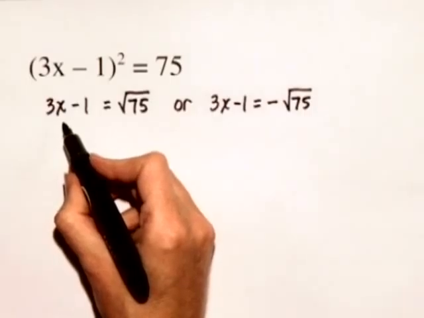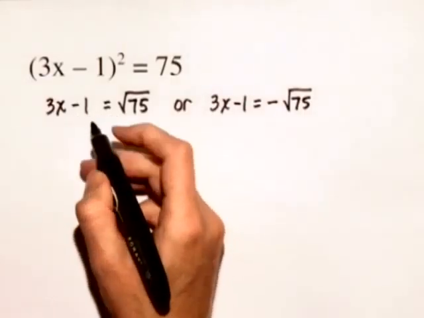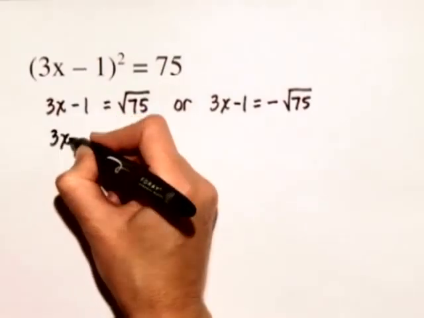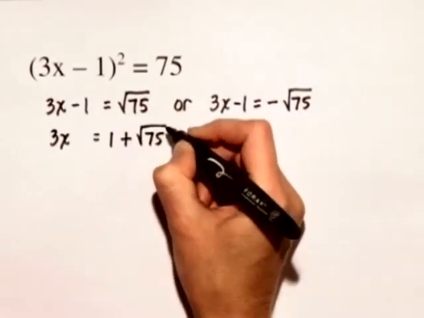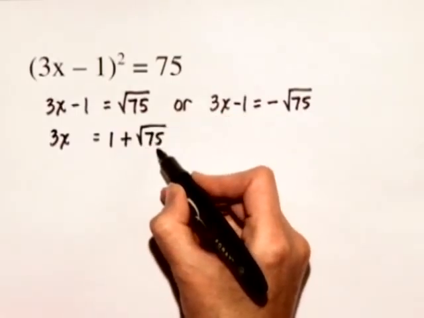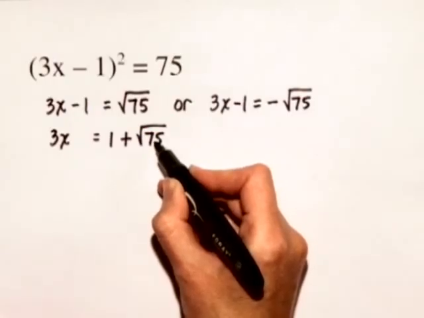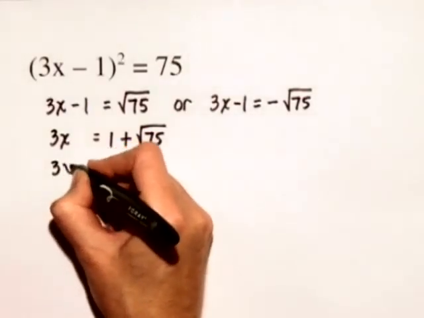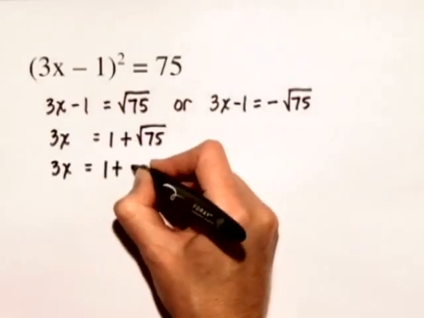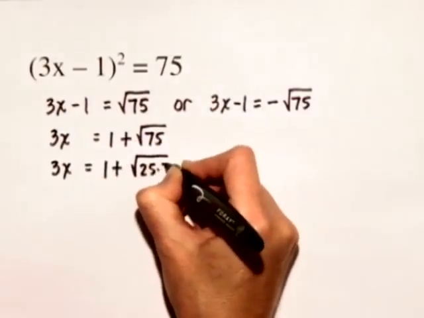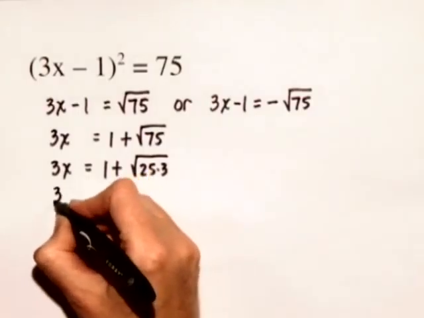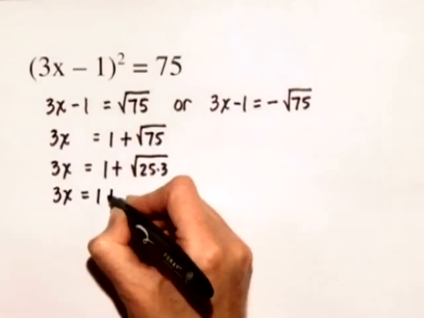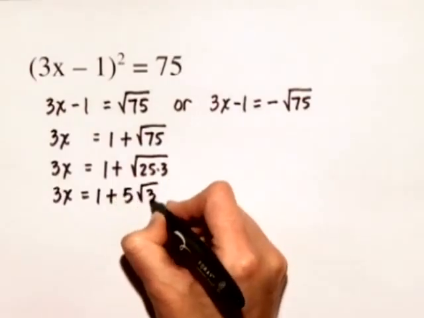So, in order to solve this, we'll first add 1 to both sides of the first equation, and we'll have 3x is equal to 1 plus the square root of 75. Let's simplify the square root of 75. Since 75 is really 25 times 3, we can rewrite this as 3x is equal to 1 plus the square root of 25 times 3. Now we can see that 25 is a perfect square. When we take the square root of 25, we get 5. So this is really 3x is equal to 1 plus 5 times the square root of 3.